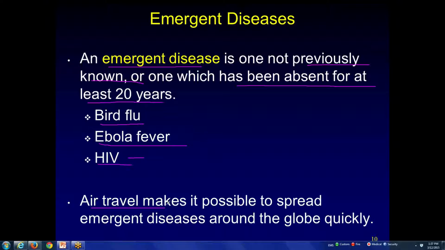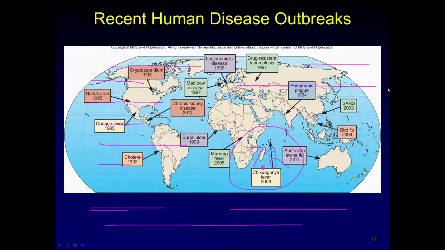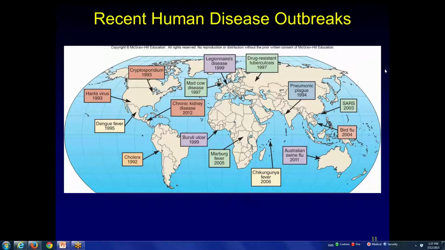Why? Well, part of it's air travel. It makes it possible to spread emergent diseases. Having 7.2 billion people to harbor these pathogens is part of the problem, too. There are a lot more people in which these pathogens can dwell, and the more people they can dwell in, the more time they have to mutate. We see new strains, along with air travel, and we see major outbreaks popping up. Here's a nice map. It's not really a positive map, but it's a nice way of visualizing these things.